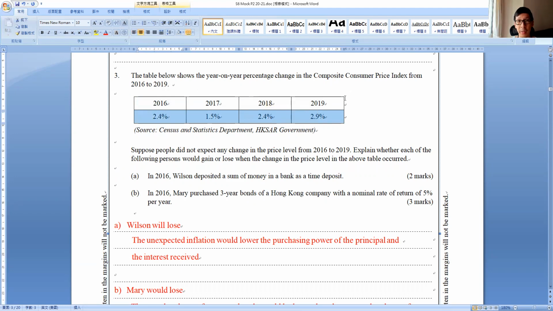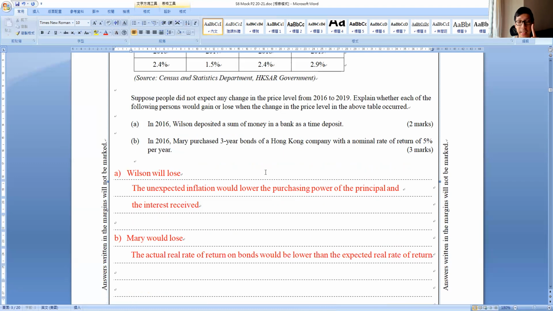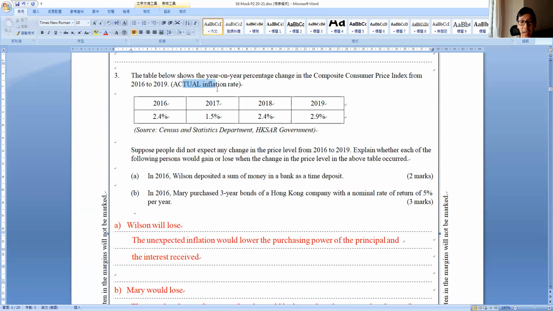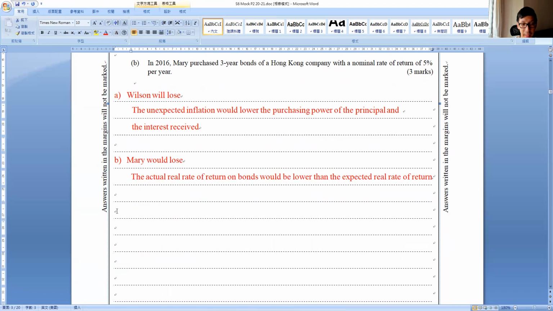OK 好嘛，好啦 next one. The next one here, you are given the year-on-year percentage change in CPI. Now, basically, this is telling you inflation rates. Or I should be more specific, because this actually happened, so this is the actual inflation rates. Suppose people did not expect any change in the price level. 好啦 They did not expect any change. Somehow, the actual inflation rate is greater than the expected inflation rates.